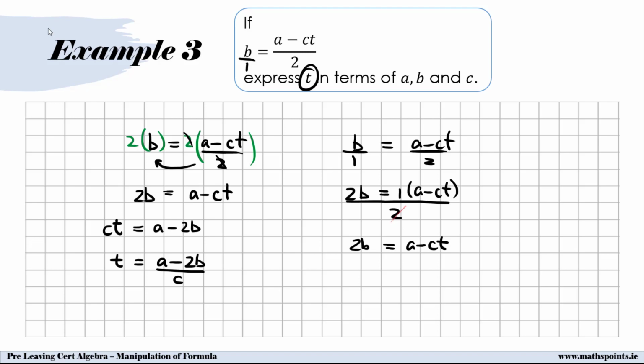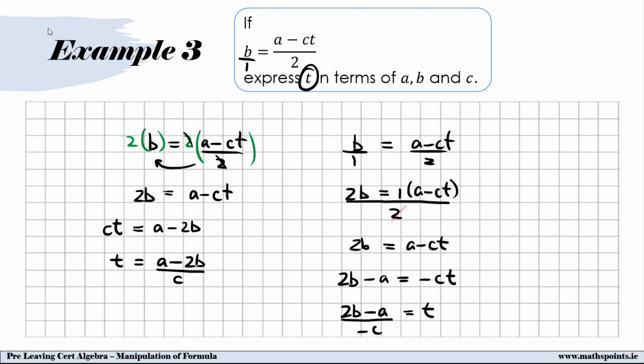So that means I'm going to get rid of the a from the right hand side, so I'm going to subtract an a from both sides. So I have 2b minus a equals minus ct. And then finally, I want to get rid of the letter that's next to the t, which is minus c. So I'm going to divide both sides by minus c. And I get 2b minus a over minus c is equal to t.